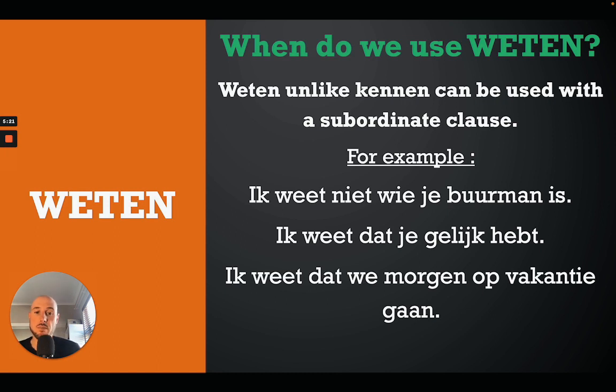So basically, I don't know is our main clause, then wie is basically the word introducing our subordinate clause, and then wie je buurman is, that would be your subordinate clause. Ik weet dat je gelijk hebt. I know that you are right. Ik weet, main clause, dat je gelijk hebt, that would be your subordinate clause. Again, with kennen, this is impossible, right? Ik weet dat we morgen op vakantie gaan. I know that we are going on holiday tomorrow. Again, I know, main clause, dat we morgen op vakantie gaan. Dat, we would call that a relative pronoun, introducing our subordinate clause. And the subordinate clause is dat we morgen op vakantie gaan. Right? So basically, weten, factual knowledge, cognitive processes, and also used with a subordinate clause, unlike kennen.